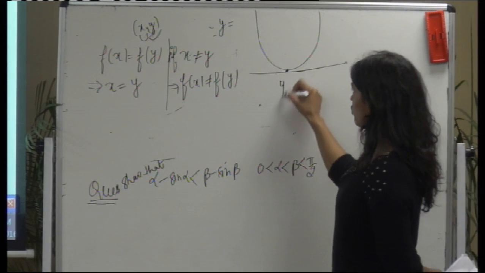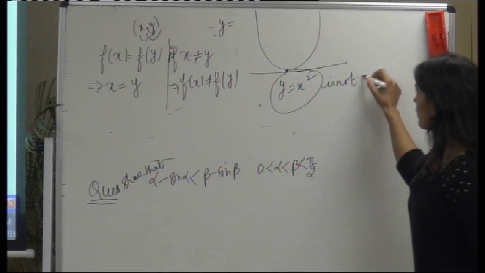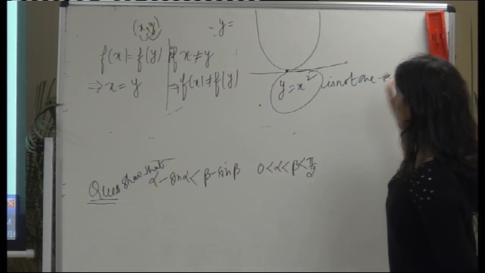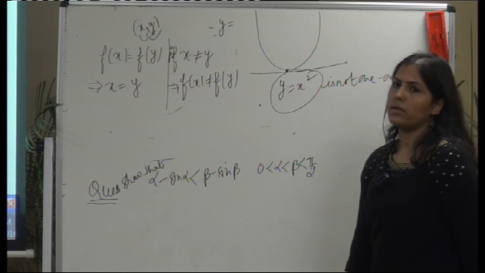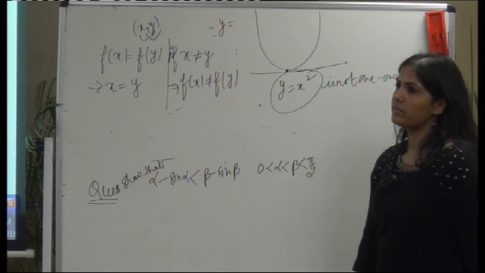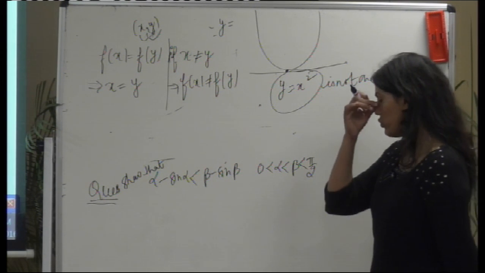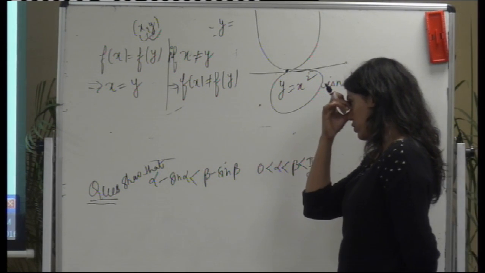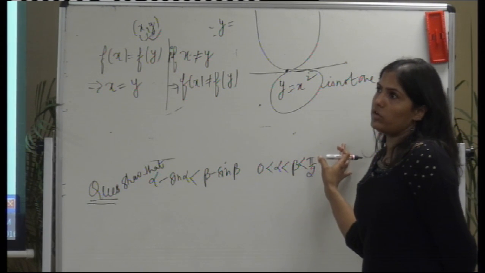y equal to x square is not 1-1. Why is it not 1-1? Actually, I am asking about the graphical method. If you have a graph and I tell you to check 1-1ness, how will you check? Do you draw a vertical line or a horizontal line?